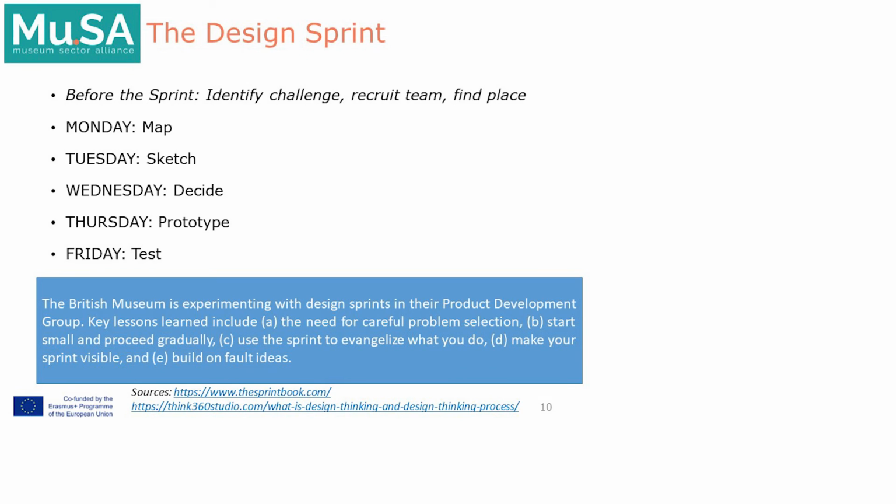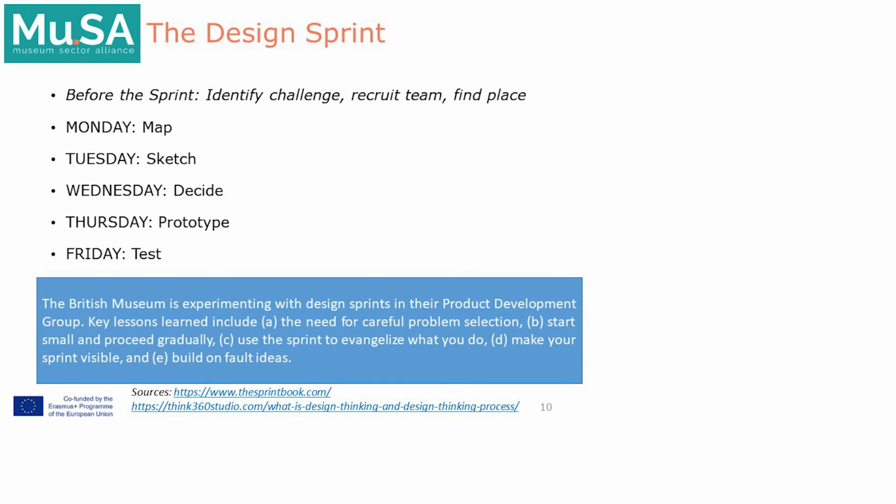The design sprint is a process to build and test a prototype in just 5 days, 1 week. It was invented at Google by Jake Knapp back in 2010. It combines tools and methods from design thinking, business strategy, and product innovation.